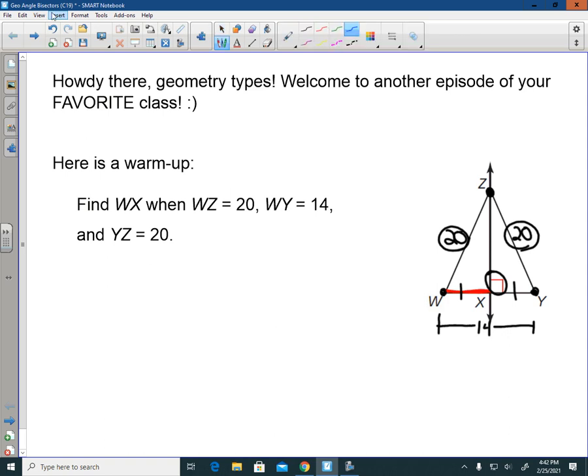If a point is equidistant from the endpoints of a segment, then that point is on the perpendicular bisector of that segment. Well, now that we know that the distance between WX and XY has to be the same because of that theorem, then we know that WX has got to be half of 14. And so WX must equal 7.